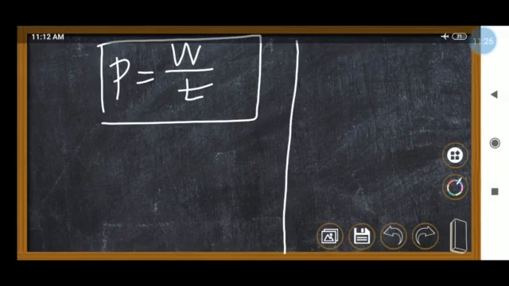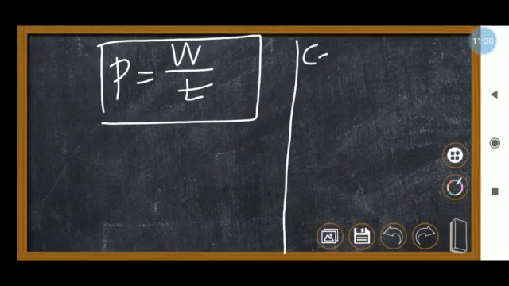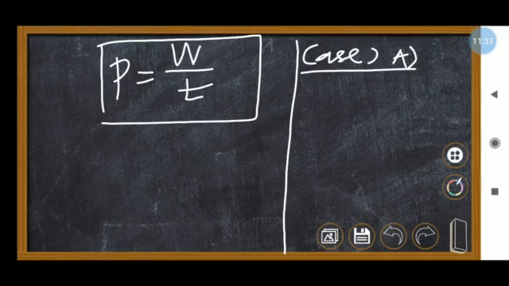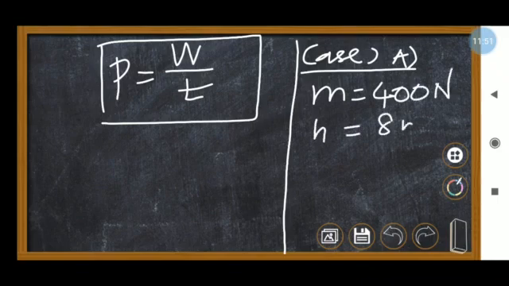First, case A, that means for girl A. What are the given values? The weight is given, 400 Newton, and the height is given, so the displacement is 8 meter, and the time is also given, 20 seconds.